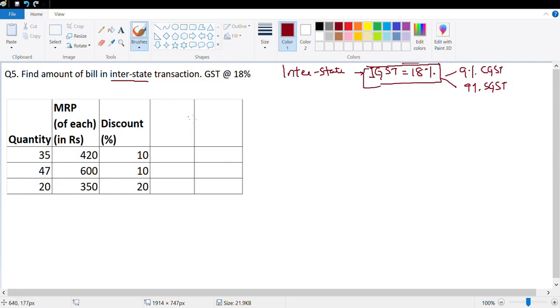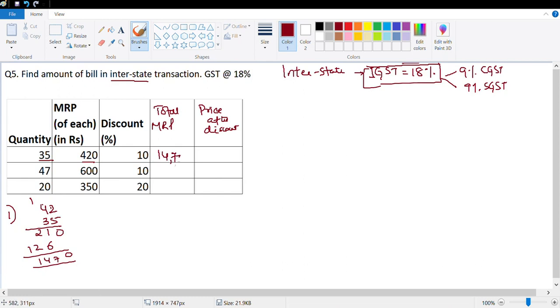Again, let's look at the total MRP of all products, followed by the price after discount. Let's look at the first product. 420 is the price for 1, and 35 is the quantity. We are looking at 420 multiplied with 35.